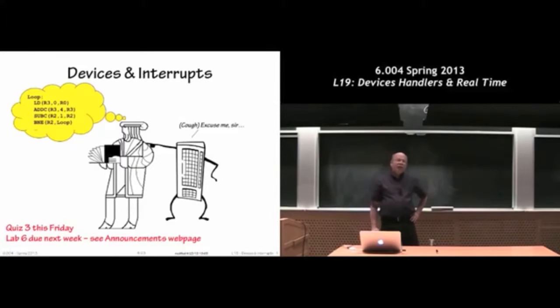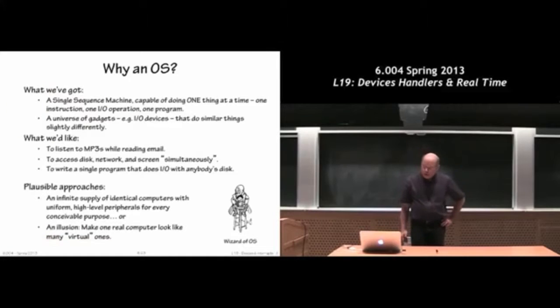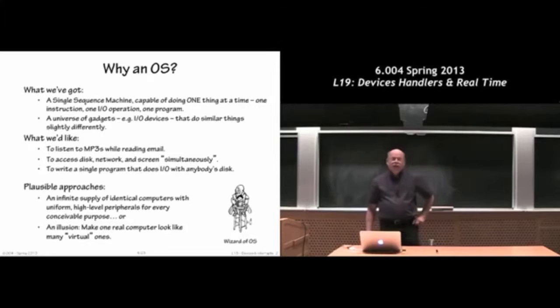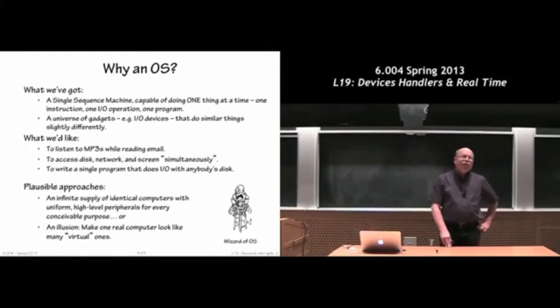So today we're going to continue our discussion on operating systems and how we interact with the real world in both user mode and kernel mode. Let's just remind ourselves why we have an operating system. What we designed was a beta that can run a single program. It runs one instruction every cycle. And then we busily hooked it up to a world of gadgets, keyboards and network interfaces and things like that.